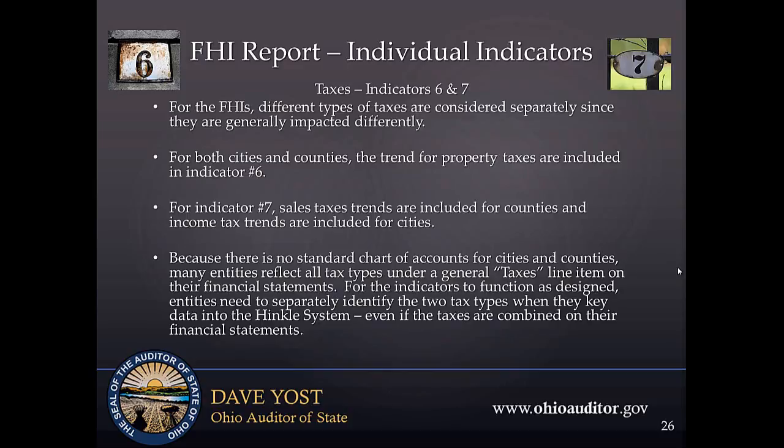Because there is no standard chart of accounts for cities and counties, many entities reflect all tax types under a general taxes line item on their financial statements. For the indicators to function as designed, the entities need to separately identify the two tax types when they key data into the Hinkle system, even if the taxes are combined on their financial statements.